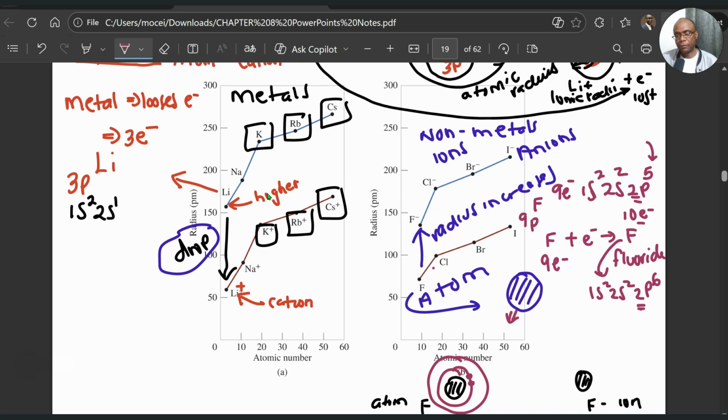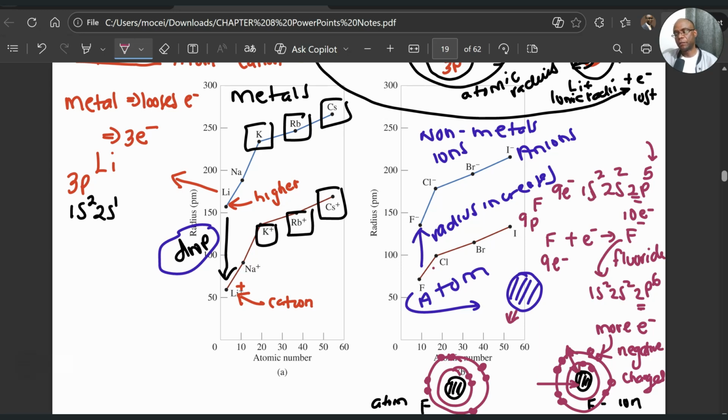Only that this one will have, we said we have 9. So 1, 2, 3, 4, 5, 6, 7, 8, 9. And now 1, 2, 3, 4, 5, 6, 7, 8, we have 10. So this is going to have more electrons, meaning more negative charges. And since you have more negative charges, the nucleus here is going to be kind of diluted or overwhelmed. So we expect the radius here to increase.